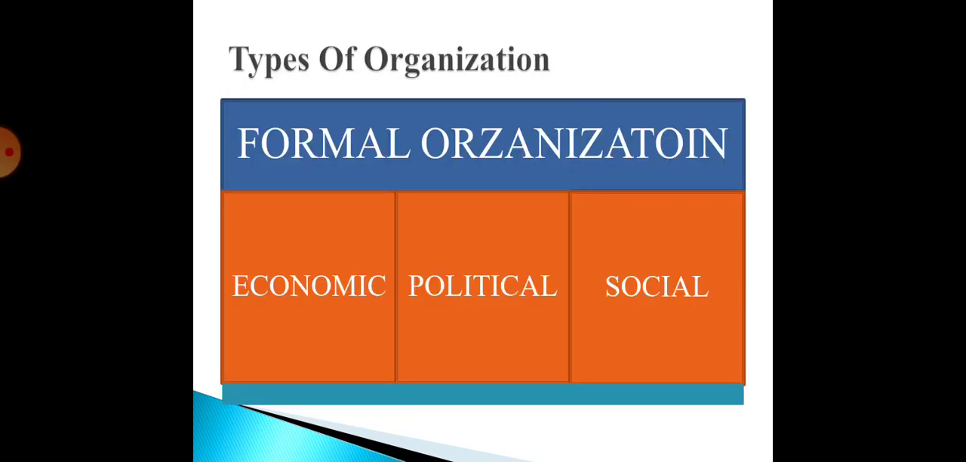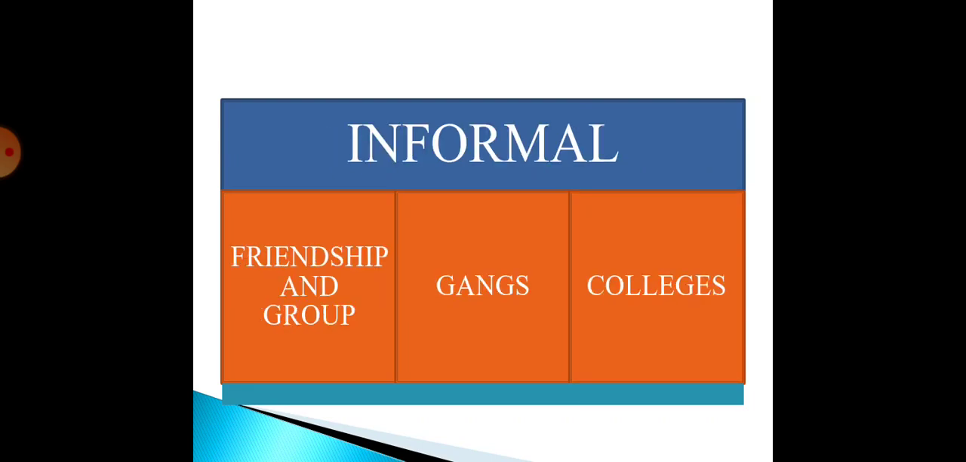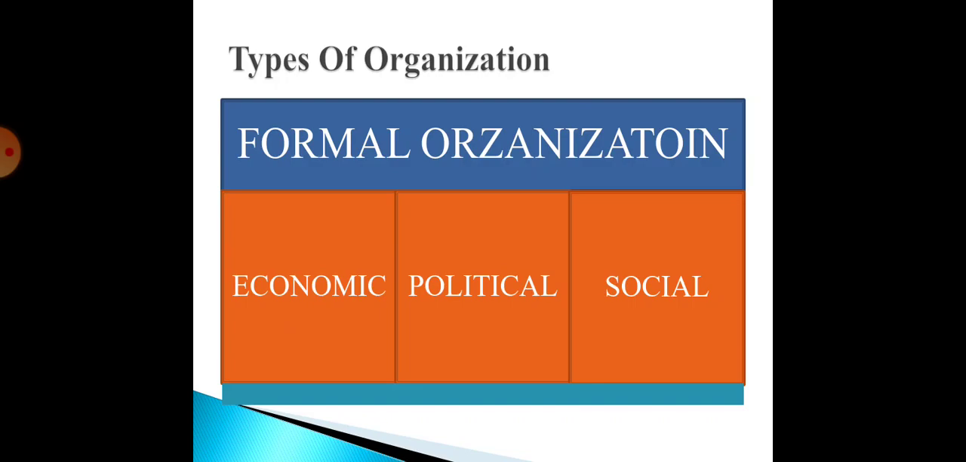So next, types of organization, means types of social organization. First, there are two types of social organization: formal organization and informal organization. So first, formal organization. In that we will discuss economic, political and social organization. Here formal organization is nothing but the economic, political and social condition.